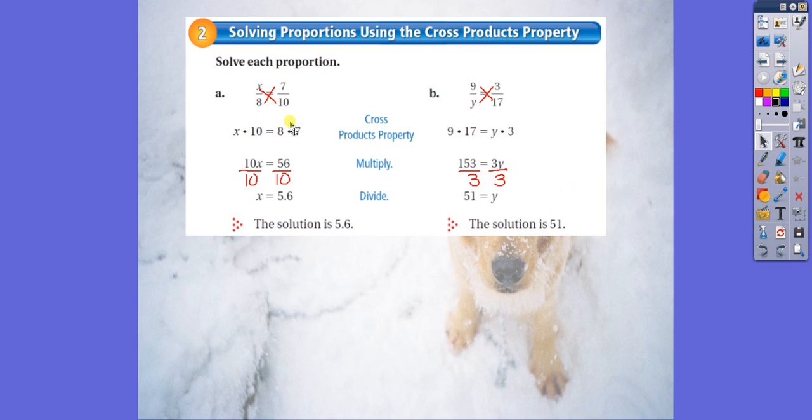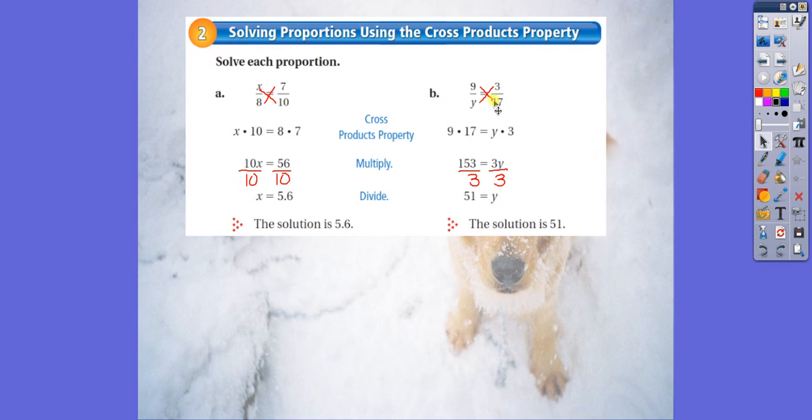Now the cross products. We started using cross products to decide whether two ratios are a proportion, because cross products are equal in a proportion. So to use cross products, you start the same way. You multiply. So x times 10 is 10x, 8 times 7 is 56, and then divide, which is that writing I had in red. Cross multiply, then divide, and here you get x equals 5 and 6/10. So a decimal is okay as the answer, because that's what number would solve this proportion. It doesn't have to be a whole number.